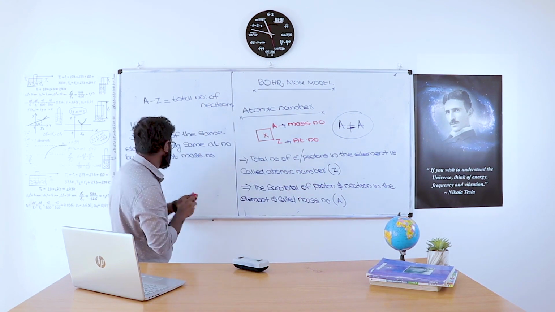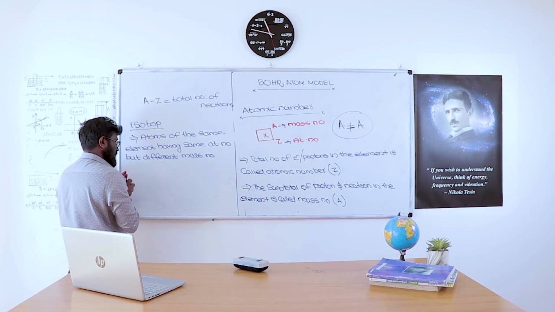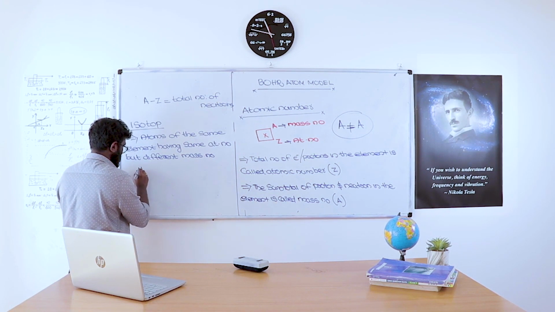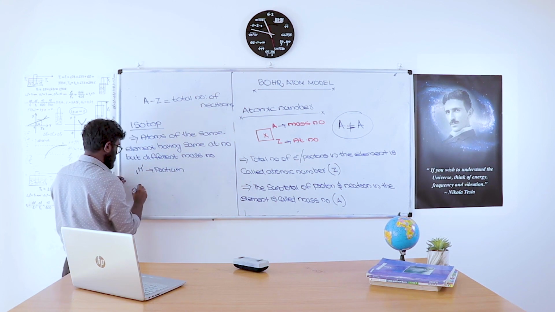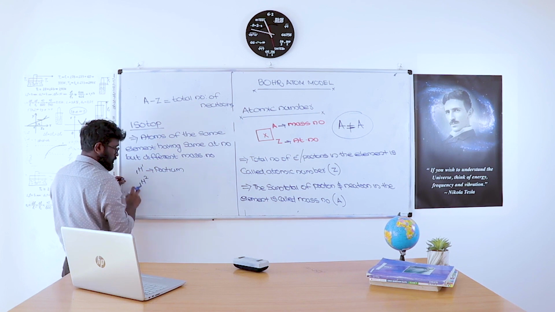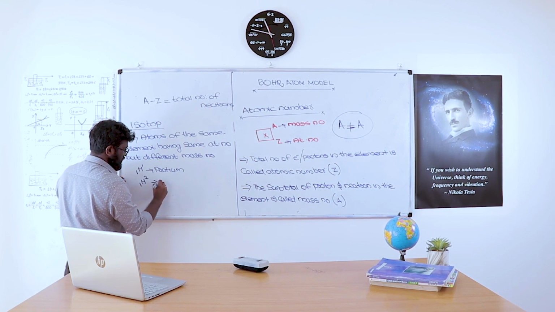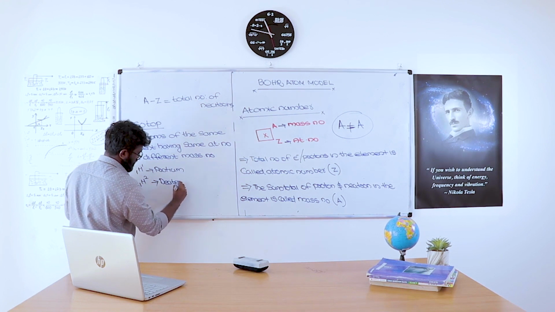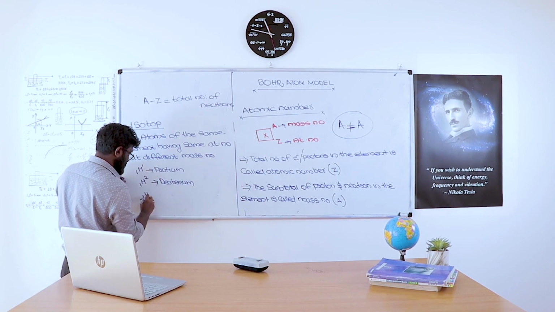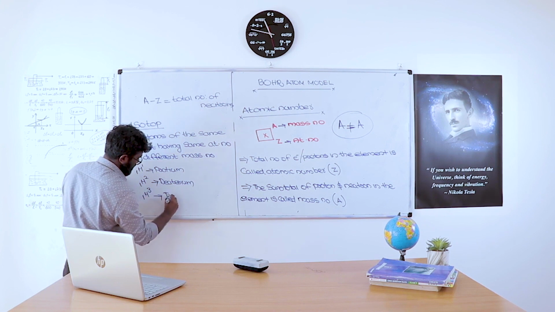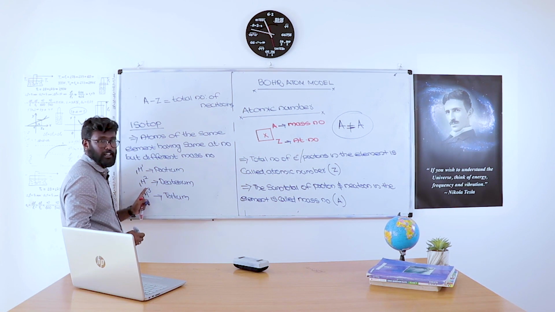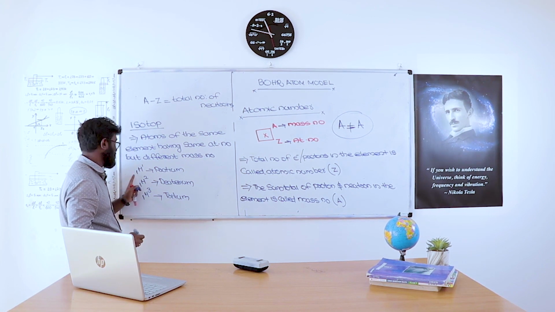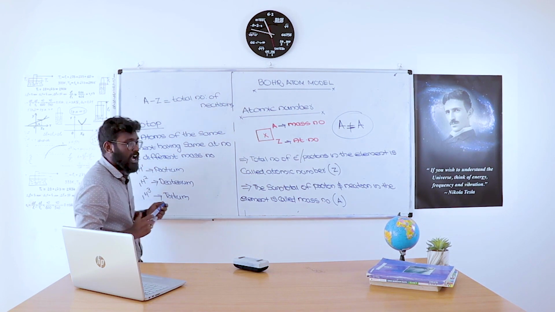For example, hydrogen has three isotopes. The first one is protium, 1H1. The second one is deuterium, 1H2. Here the atomic number is the same, the mass number changes. And the third one is tritium. So here the atomic numbers are the same, 1, 1, 1, with different mass numbers 1, 2, 3. That is called isotope.